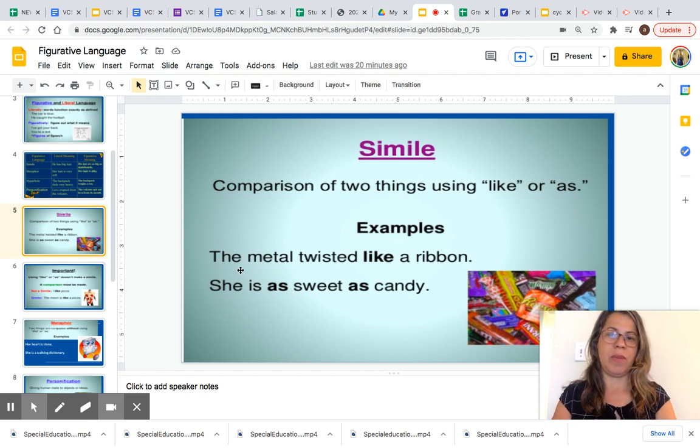In this case, the metal twisted like a ribbon just means that the metal twisted very fast and easily. And she is as sweet as candy. It doesn't mean that she tastes like candy. It just means that she's so sweet, she's very nice.